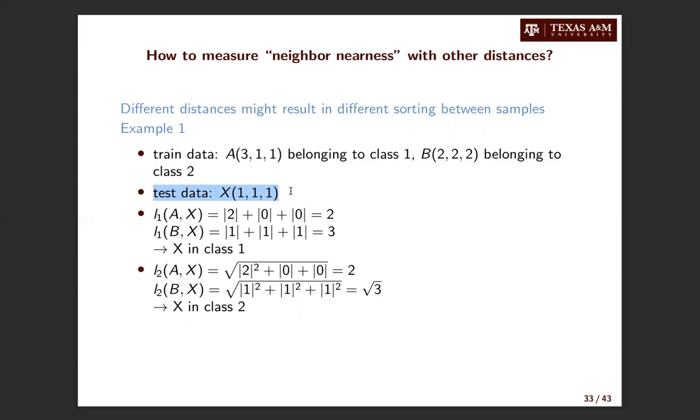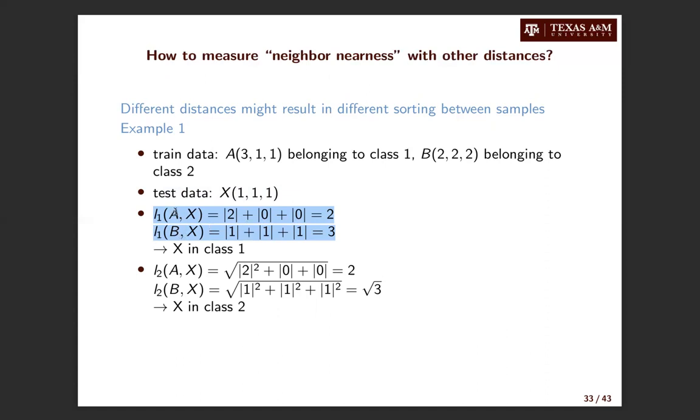We are going to run 1NN when we use the Manhattan distance and when we use the Euclidean distance. So when we use the Manhattan distance, we compute the distance between the test sample X and both the training sample A and the training sample B.